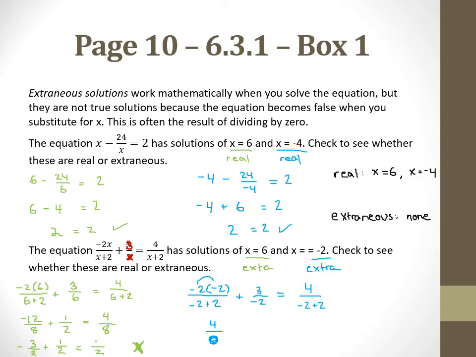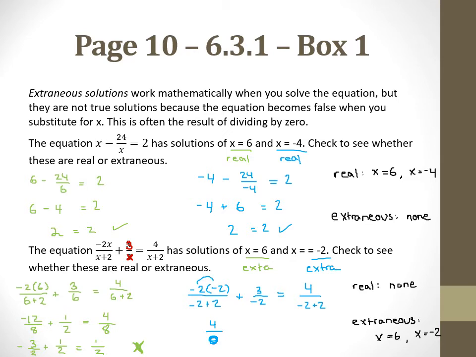So in this problem, we had two possibilities. Neither of them actually checked out. So the real solution set, there are none. The extraneous solutions would be both the x equals 6 and the x equals negative 2. So that is kind of the final step of the problem solving process. Once you get your solutions, you do need to check out whether they actually work in the equation.